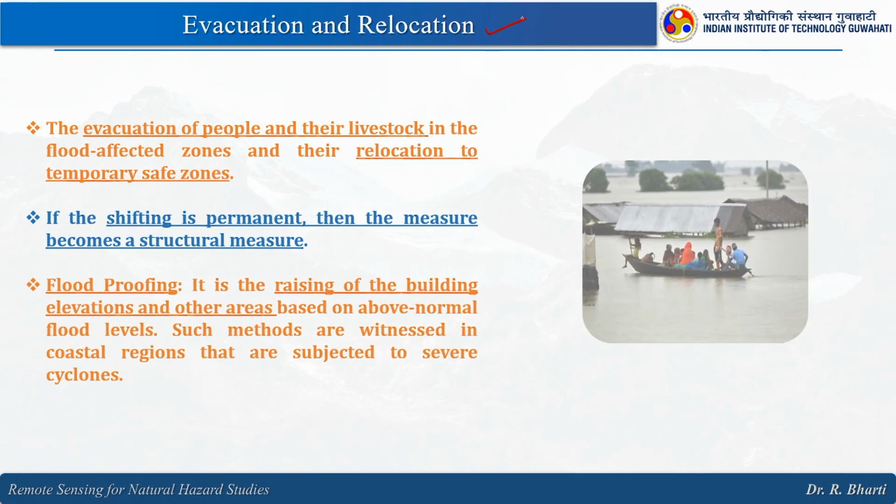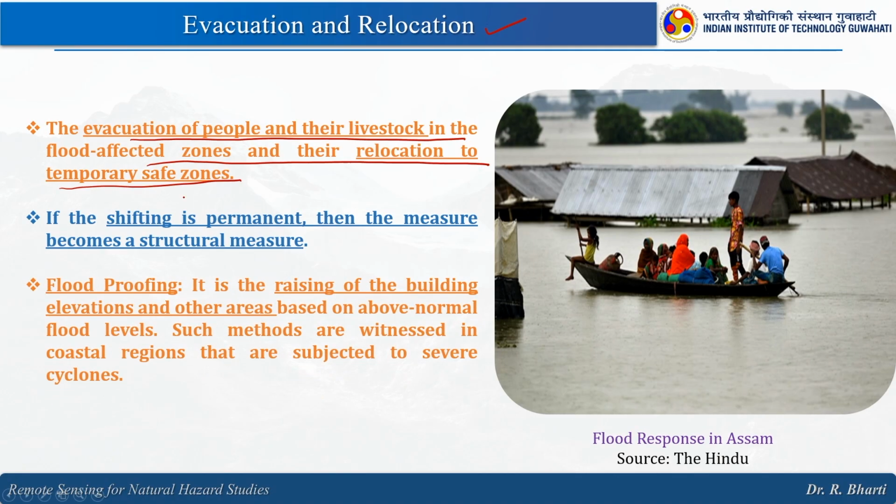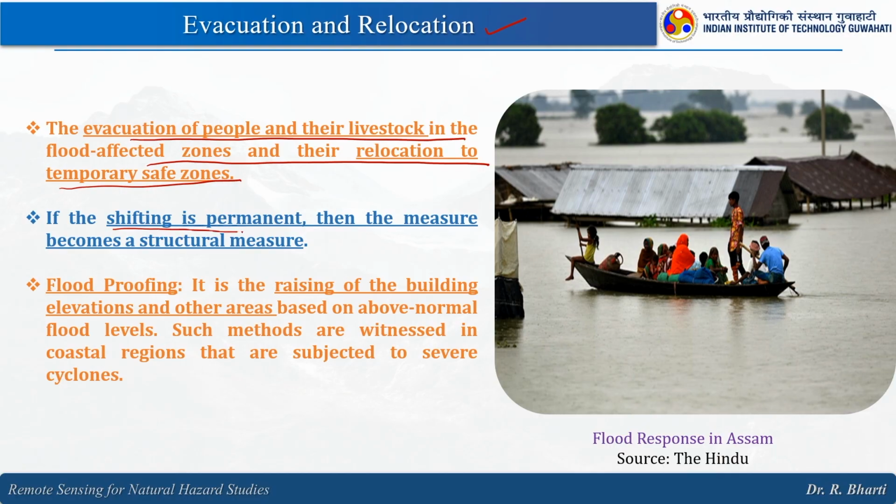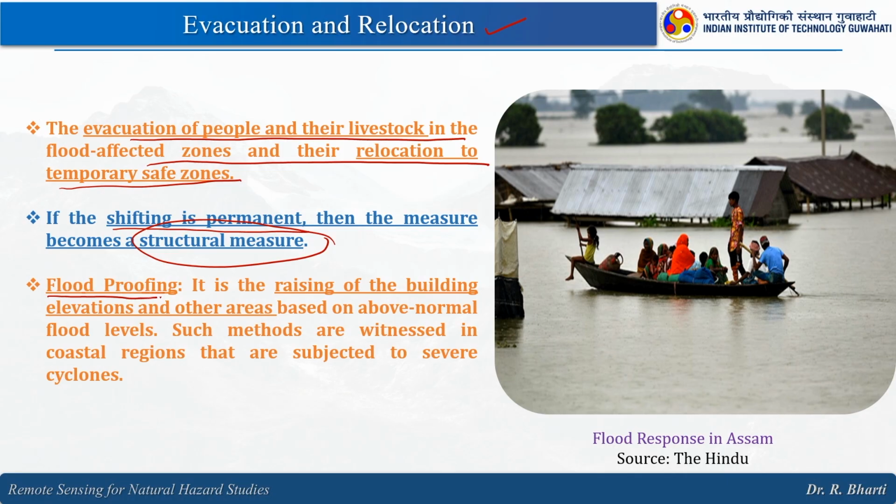Then comes the evacuation and relocation. Evacuation and relocation is very important because we need to help the people who are suffering from this flood in an area, right. If we shift them permanently, then it becomes a structural measure, but if it is temporary, it will be a non-structural measure. Then comes the flood proofing. In flood proofing, we try to raise the building or the walls so that the flood water will not enter into the other areas, right.